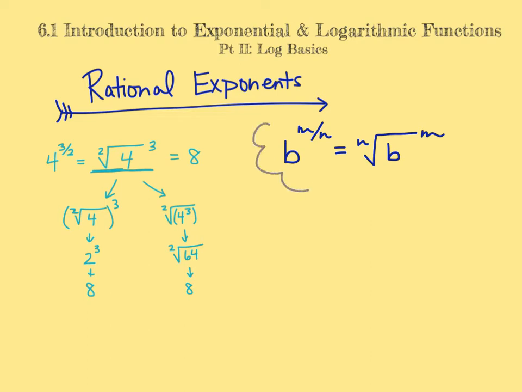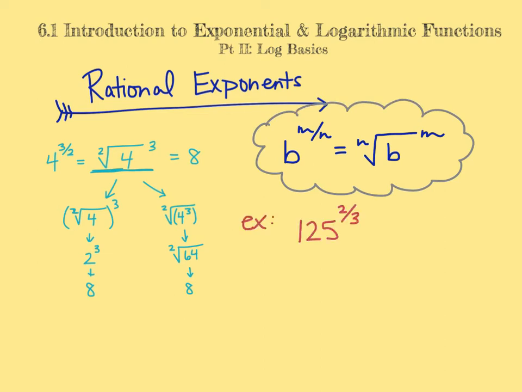So in general, this is how we deal with rational exponents. We can write them with a root. Let's take a look at 125 to the 2/3 power. That really means the cube root of 125 and then squared.